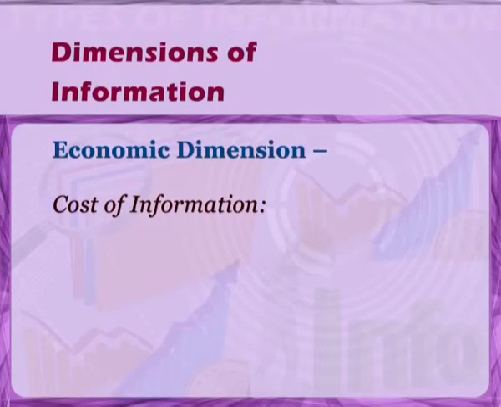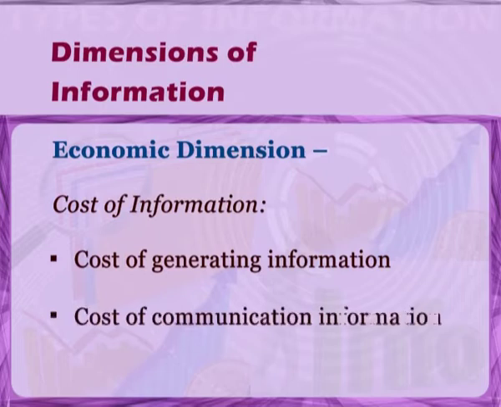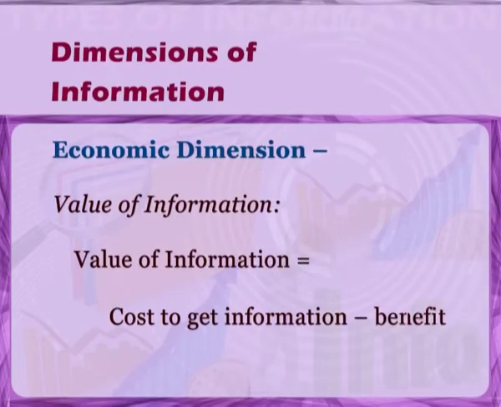What is cost of information? Cost of information may include cost of acquiring data, cost of maintaining data, cost of generating information and cost of communicating information. Cost is also related to accuracy, speed of generation, etc. Value of information. As we discussed in the beginning, the information has a perceived value in terms of decision making. Value of information is cost to get information benefits.